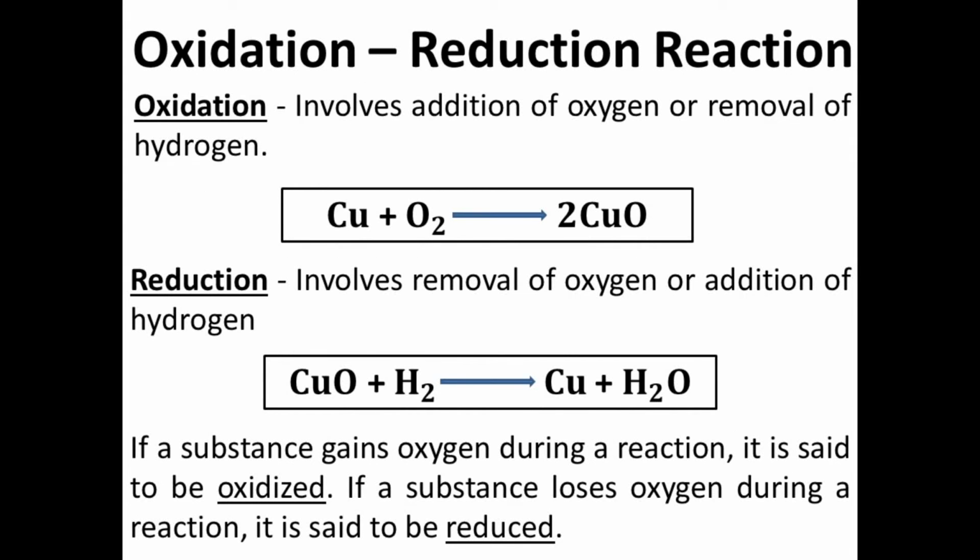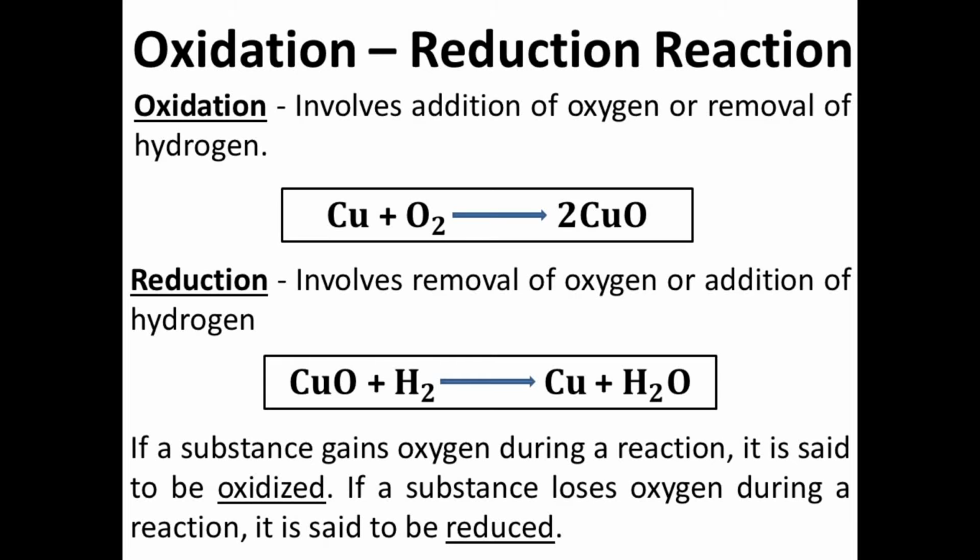Next one is oxidation reduction reaction. First is oxidation reaction. As the name suggests, oxidation means addition of oxygen. So oxidation reactions are those which involve addition of oxygen or removal of hydrogen. Like the example is Cu plus O2, it will form 2CuO. Here oxygen is added to the copper and it is forming copper oxide.